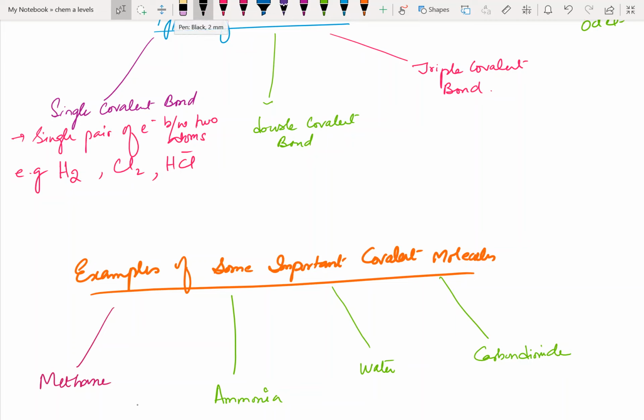Let's see. This is hydrogen, and we have one electron. It has one, and another hydrogen we draw. It also has one electron. So both of them share their electrons and they form H2.